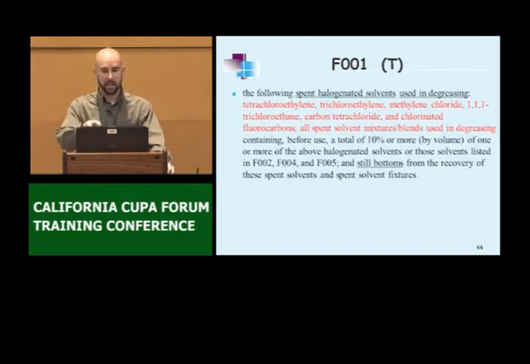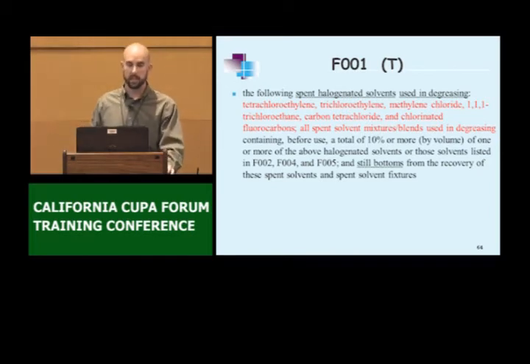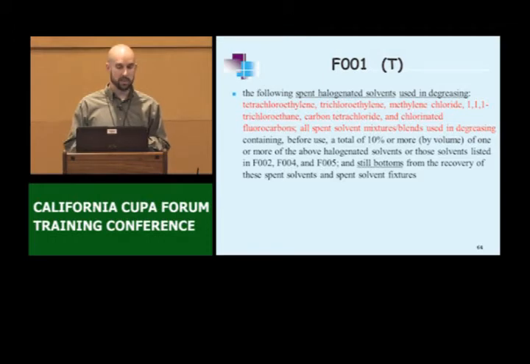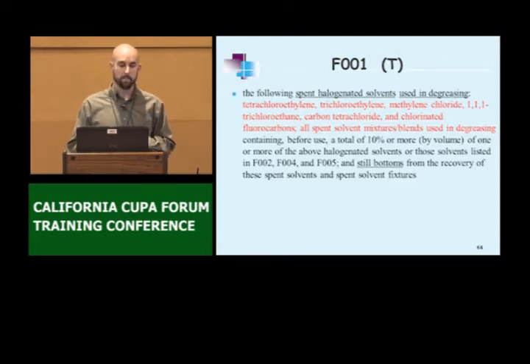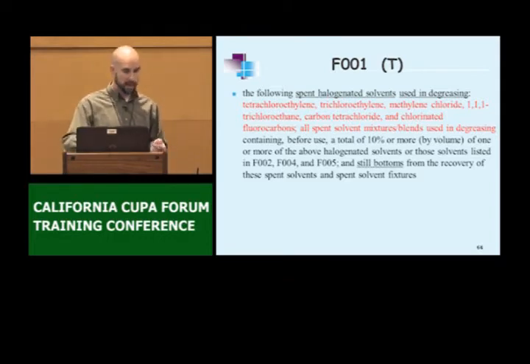So F001, and as you can see here in parentheses, the T for toxicity, that's why F001 is listed. Spent halogenated solvents used in degreasing. You have tetrachloroethylene, methylene chloride, trichloroethylene, common solvents containing before use a total of 10% or more. It also includes the mixtures of 2, 4, and 5, and still bottoms from the recovery of the spent solvents.